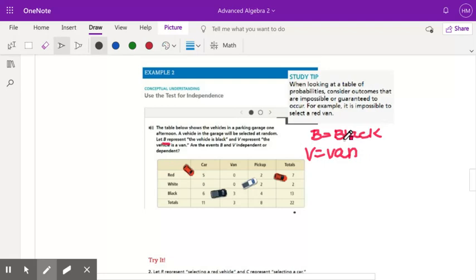Now, I don't think this example is in yours? C and car? No, this is an extra example. Okay.